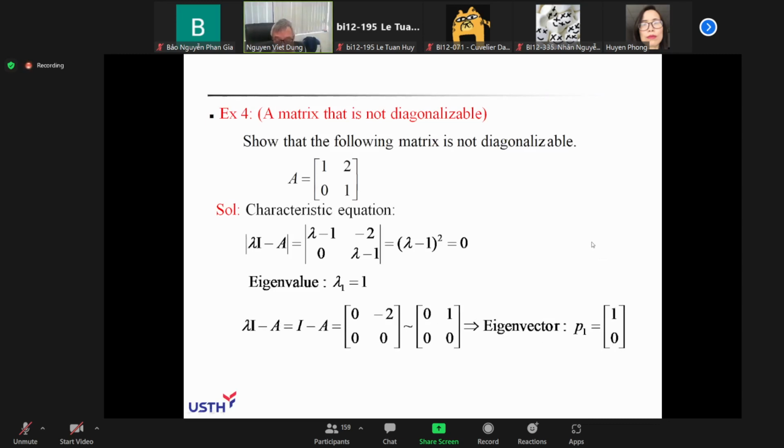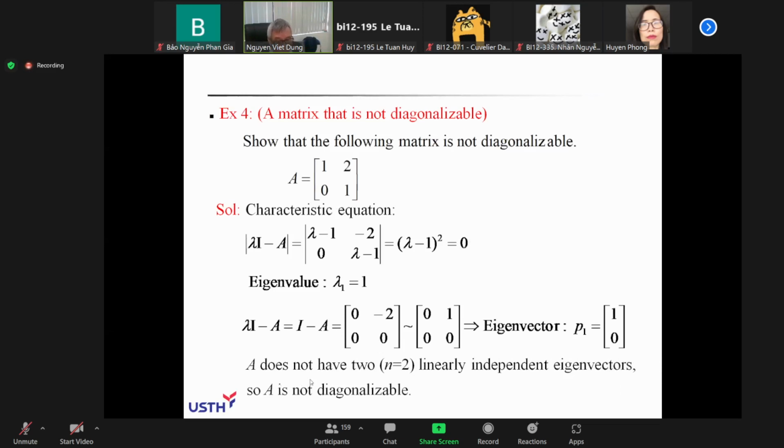You cannot find two linearly independent eigenvectors. So in that case, the matrix A is not diagonalizable, because we cannot find two linearly independent eigenvectors for A. So A is not diagonalizable.